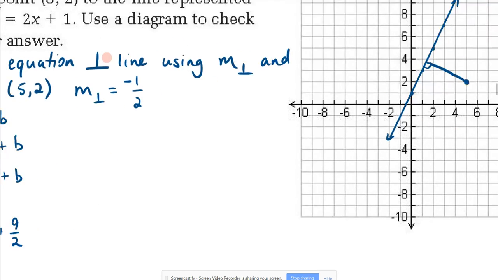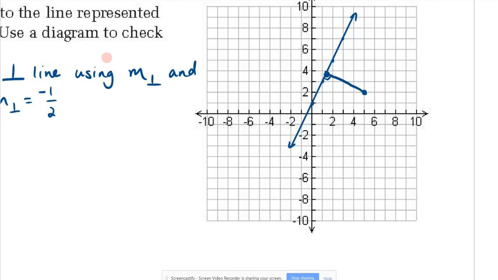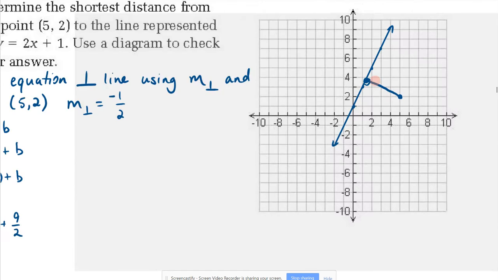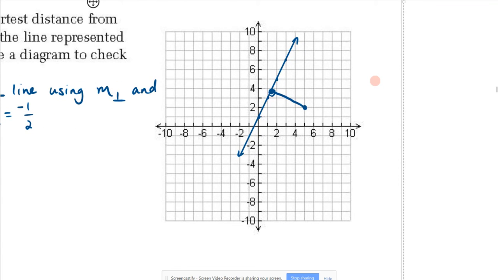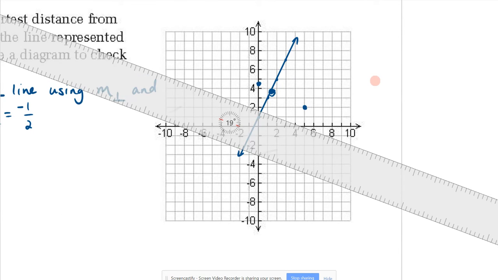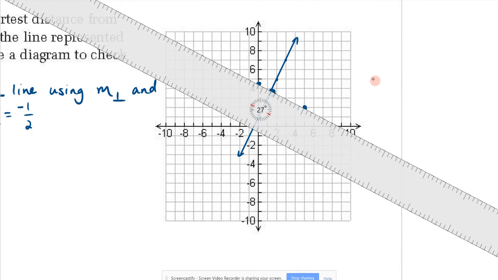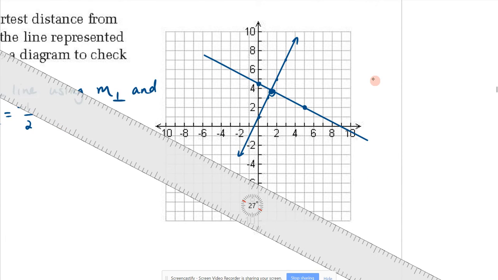Now, the next thing I need is to find the point of intersection, because I need the other point. You can't find the distance unless you have 2 points. So to find the distance between those 2 points, I need that point of intersection where these two lines meet. Now I can also draw the rest of the line, so I can properly show you that this is the perpendicular line I'm looking for. And here we go. Okay, and just show the 90-degree angle like that.